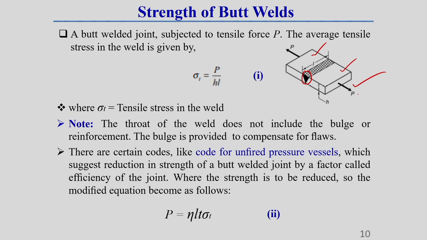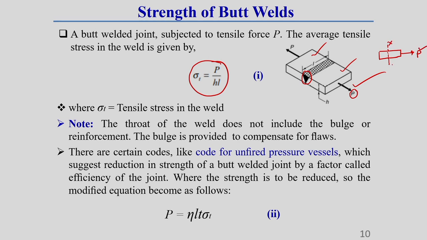So here, once this workpiece is subjected to a tensile force P, then the average tensile stress in the weld can be found out by sigma t equal to P divided by h into L. What does it mean? We know once a body is subjected to some external force P, then internally there is developed some resisting force which is generally equal to this external force.